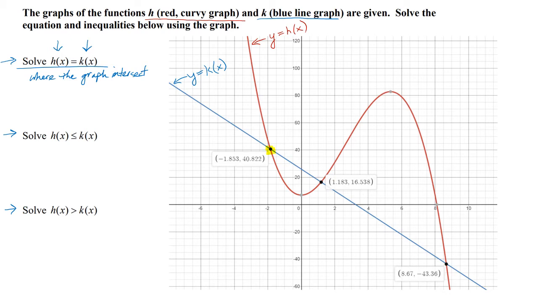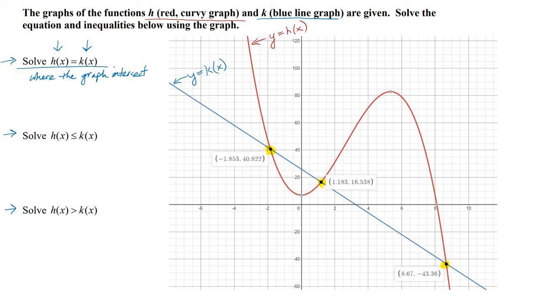We've got one intersection here at negative 1.83, 40.822, another intersection point at 1.183, 16.538, and another intersection here at 8.67, negative 43.36. Now I've given the coordinates of those intersection points just to make it easier, but on your own, you could have approximated where those are if you weren't given the coordinates. The main thing to note is that it's where the graphs intersect. That's where the equations are equal. The two sides of the equation, h and k, are equal.